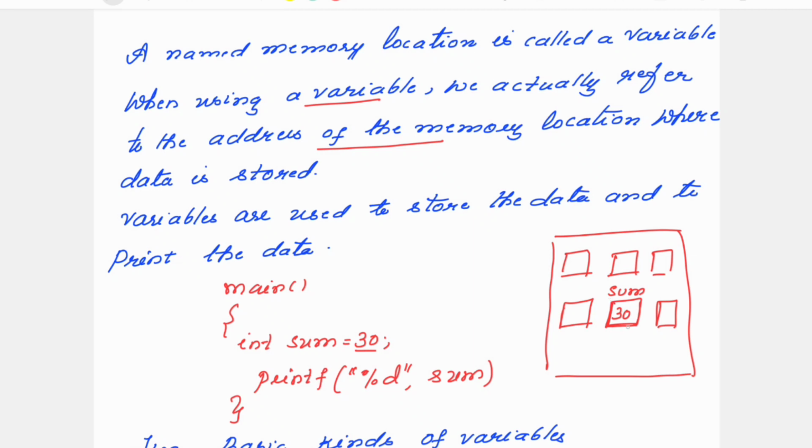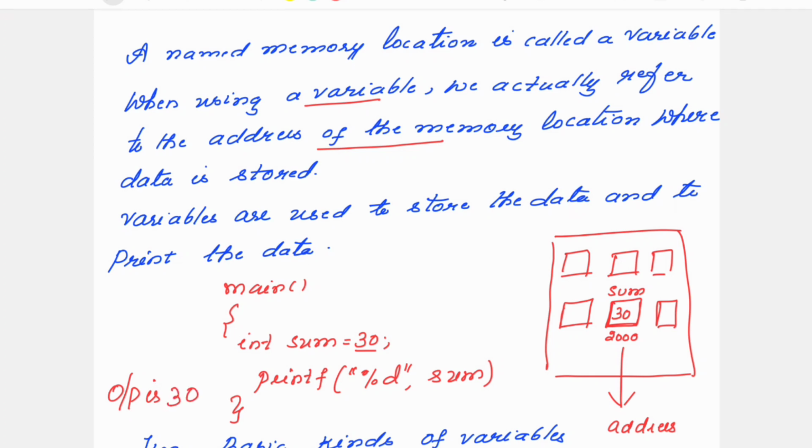And definitely, if this is a memory location, it will have an address also. Let us take some number here, 2000. This is the address in the memory in which this value of the variable is getting stored. So when you write here printf %d sum, the value of this variable, that is 30, will get printed. So the output you are going to get is 30.